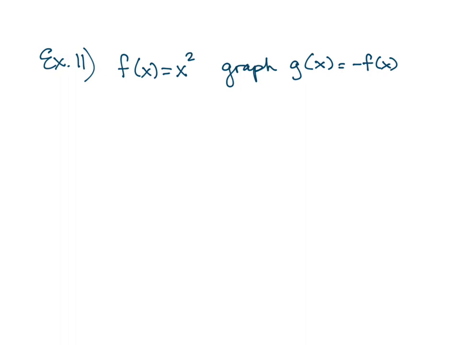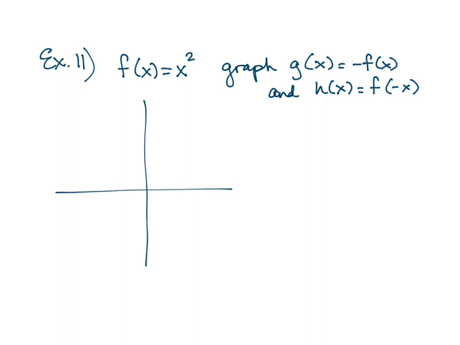and h of x equals f of negative x. So we're going to flip it vertically and horizontally, but we're going to start out with our function f of x equals x squared.